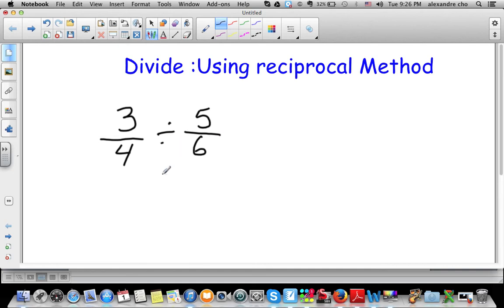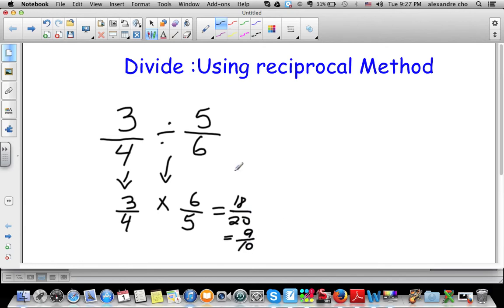Okay, the way you do it is by changing this problem into a multiplication problem. So 3/4, the first fraction, stays as it is. You're going to change the division to multiplication, and you're going to flip this upside down. So the 5 goes to the denominator, and the 6 goes on top. You flip it around, that's the reciprocal. Then you multiply numerator times numerator, which is 18, 4 times 5, which is 20, and you get 18 over 20, which simplifies to 9 over 10. Okay, so this is one way of dividing.